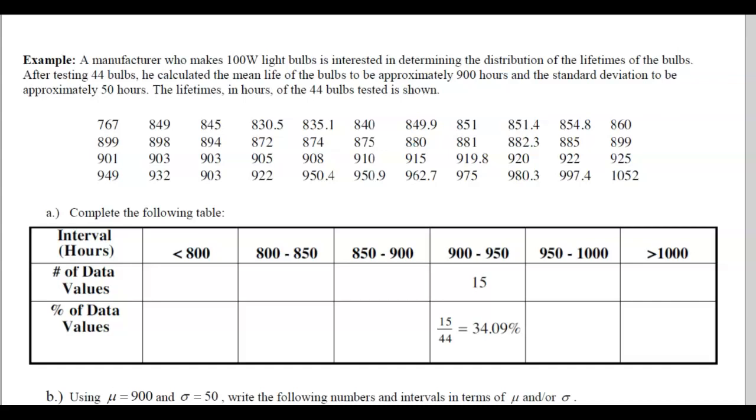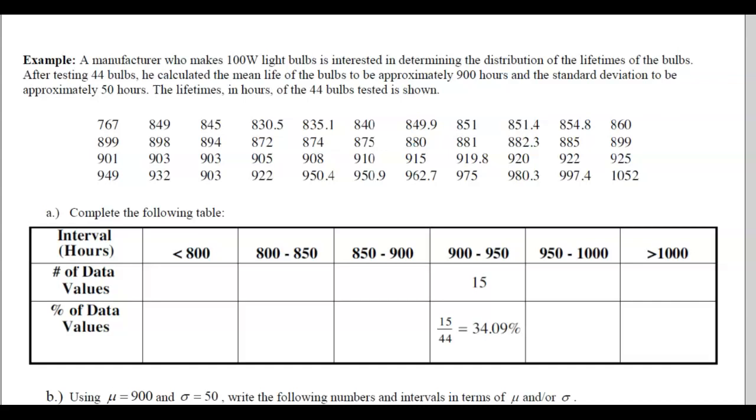So it says a manufacturer who makes 100-watt light bulbs is interested in determining the distribution of the lifetimes of the bulbs. After testing 44 of them, he calculated the mean life to be approximately 900 hours, standard deviation to be approximately 50 hours. The lifetimes of the 44 bulbs are given there. Okay, so they did those calculations for mean and standard deviation already.